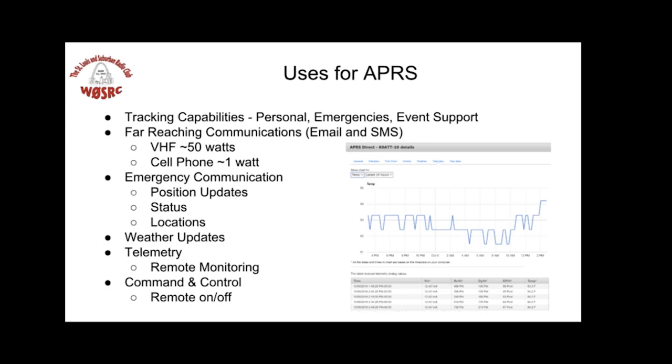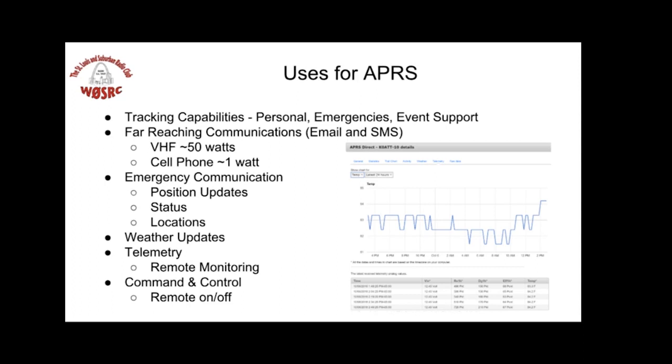It's got tracking capabilities. You can email and SMS from APRS, and I'll show you how to do that later. So your radio's got, let's say, 50 watts. Well, your cell phone's only got 1 watt. I guarantee you, if you get plunked out in the middle of Utah and you need to get a hold of somebody, and APRS is the only way you've got to communicate, you'll be able to get a hold of someone. Your cell phone probably doesn't have any signal.